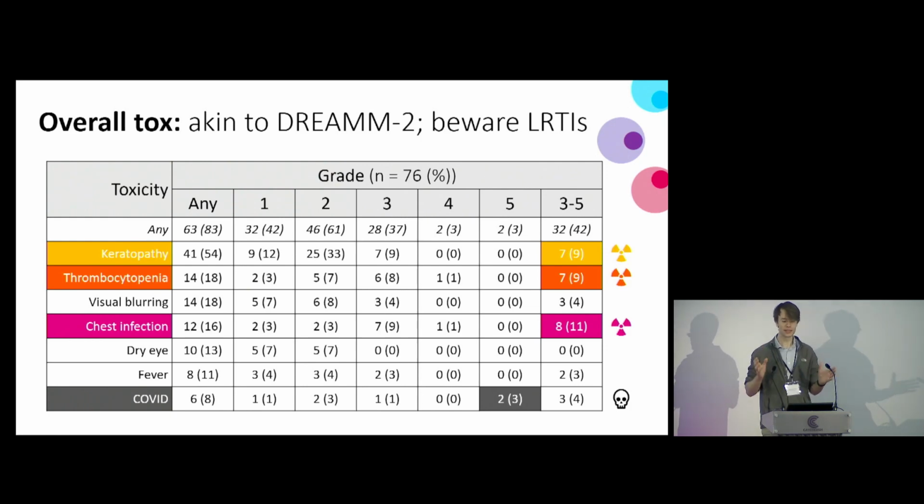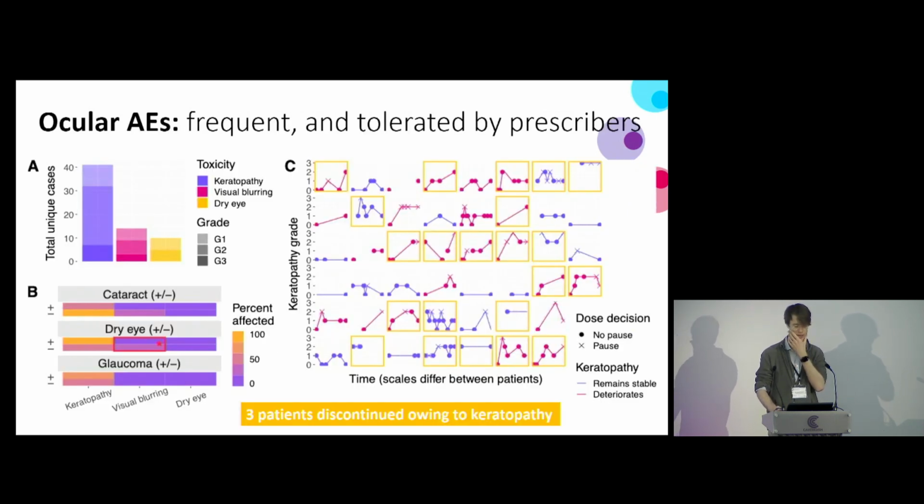So fundamentally, keratopathy is the most common, and that's similar to DREAM2. But I would point out that chest infection and COVID, between them, accounted for the most morbid, the most severe disease. In fact, chest infections trump everything else in terms of grade 3 to 5. I think that's something we shouldn't lose sight of. But keratopathy is clearly a very commonly experienced process. And now let's talk about keratopathy and eye conditions.